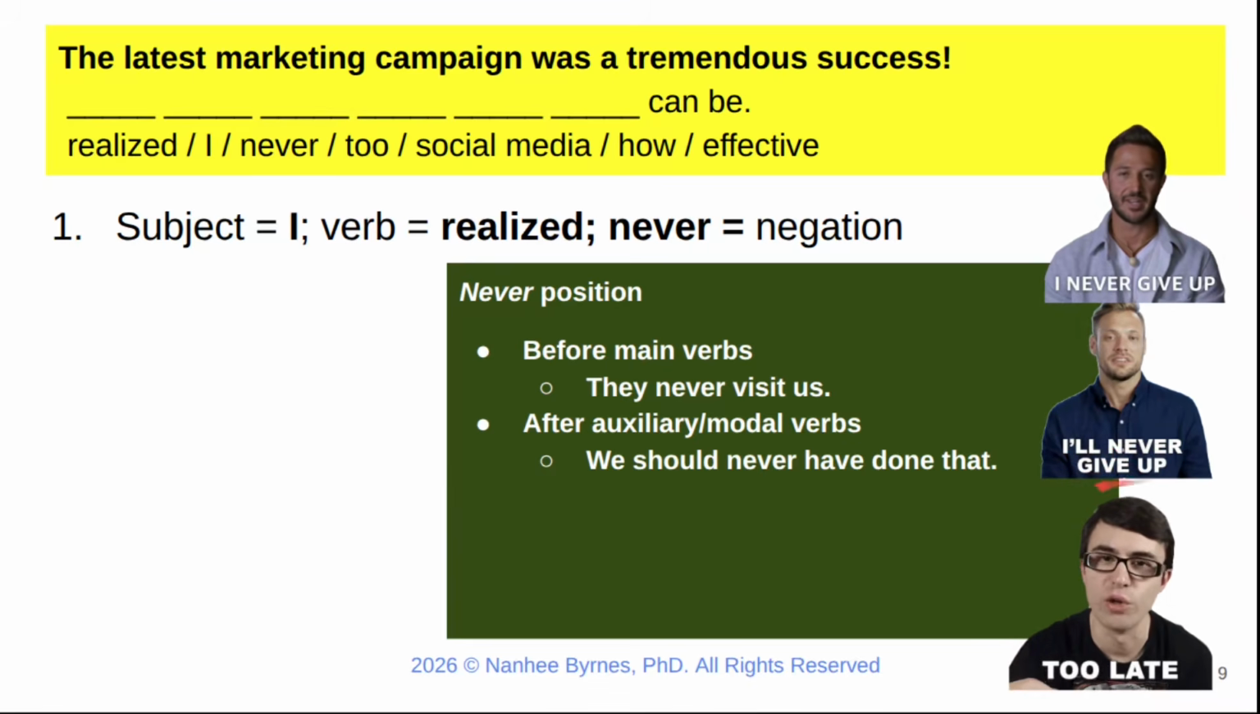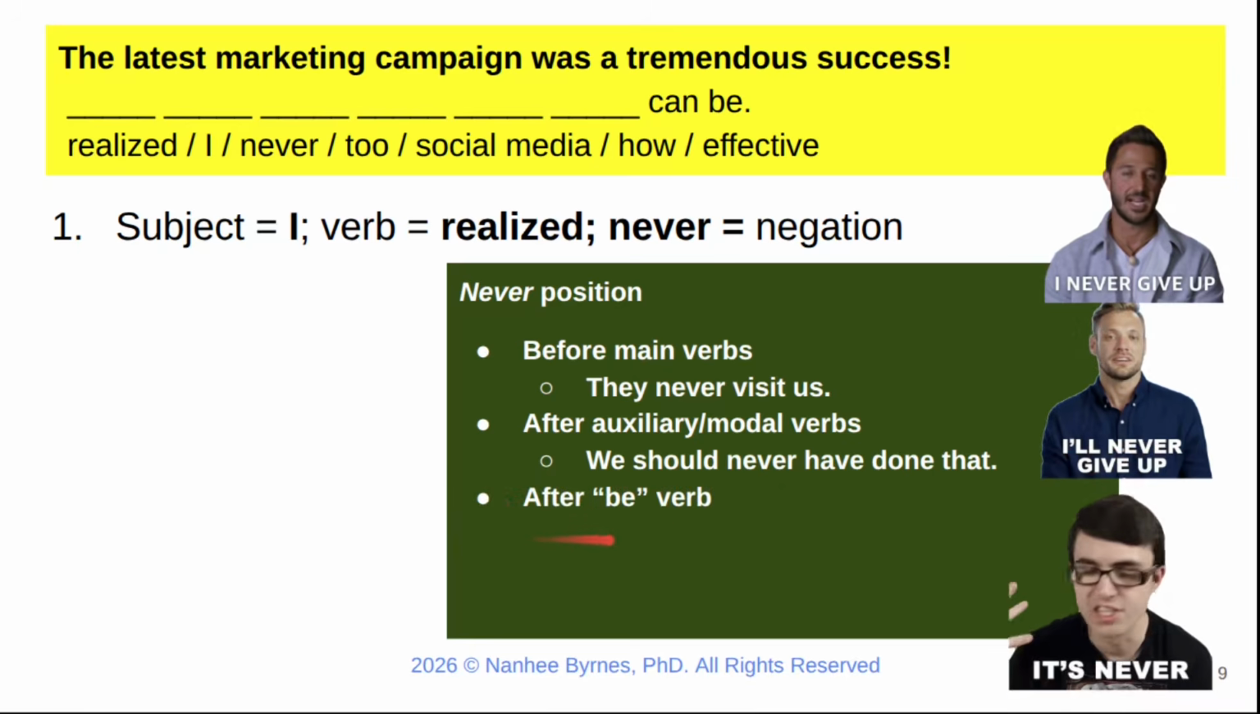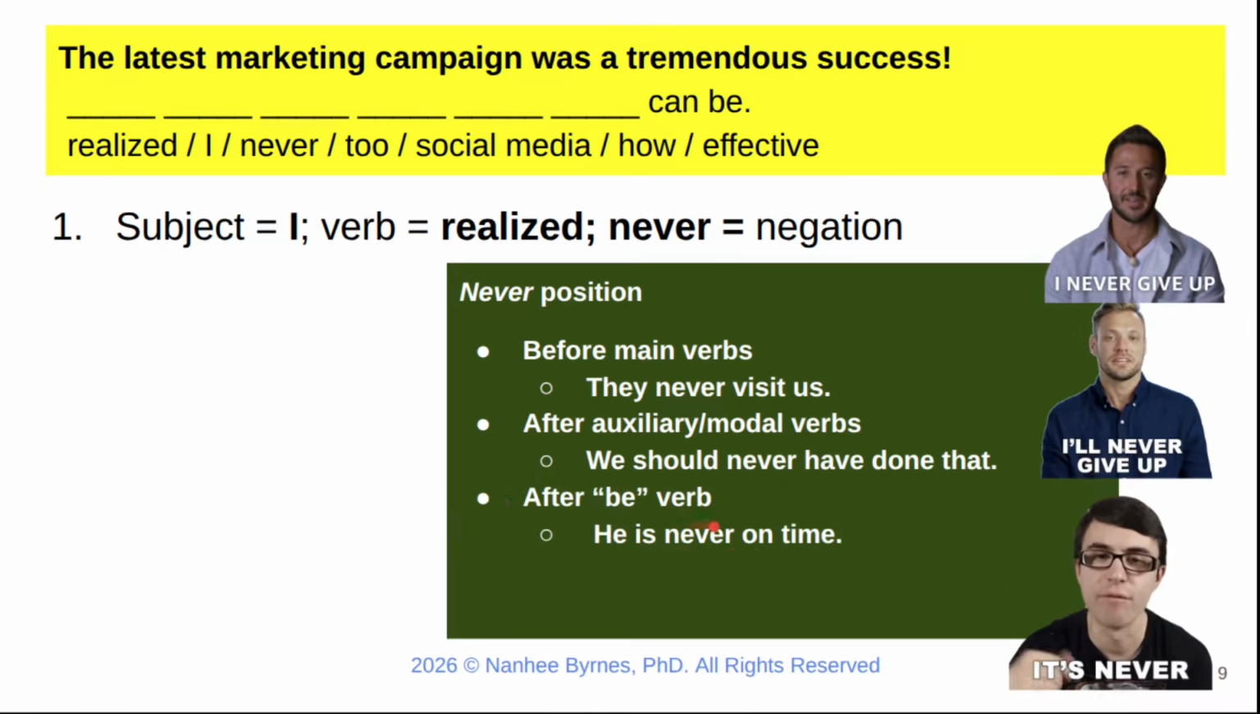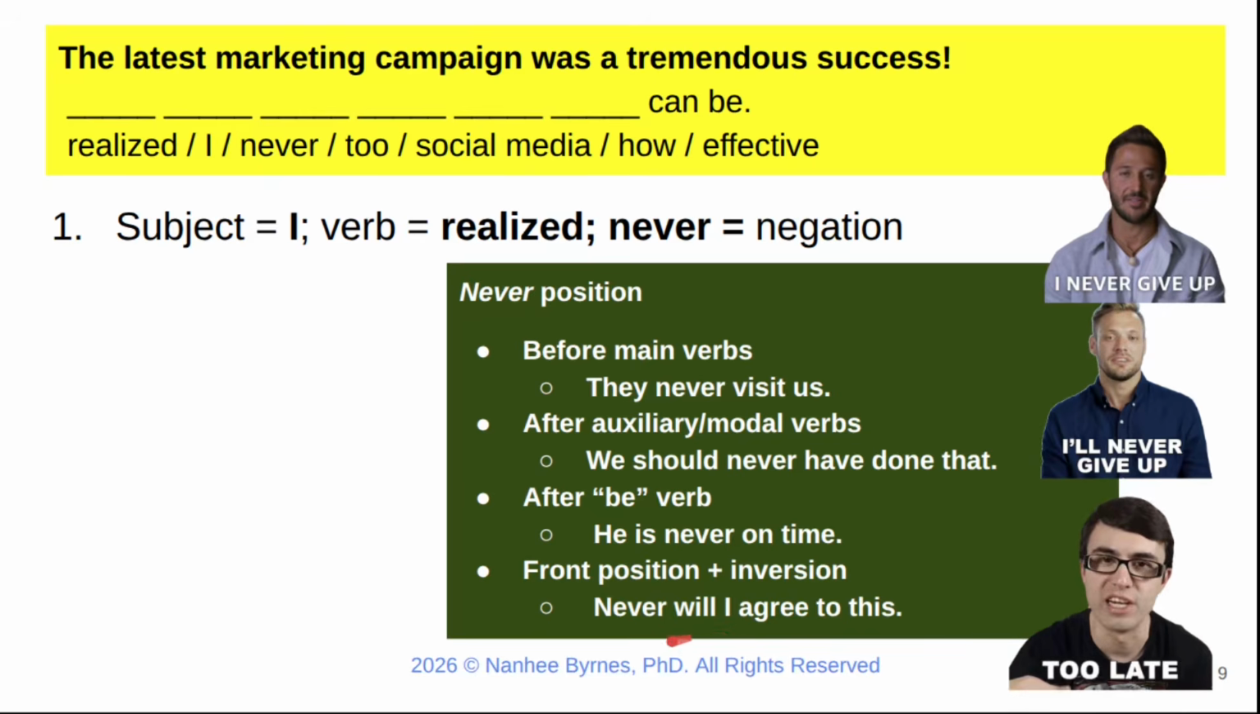After be as a main verb, it follows forms of to be: am, is, are, was, were. Example, he is never on time. Front position, for emphasis: for literary or emphatic effect, never can begin a sentence, which requires subject-verb inversion. Example, never will I agree to this. So we have, I never realized. The verb realized needs an object.